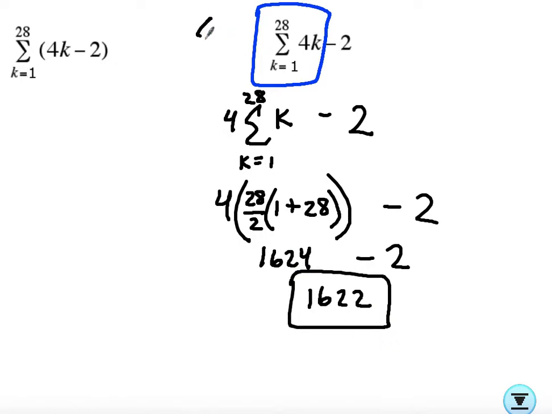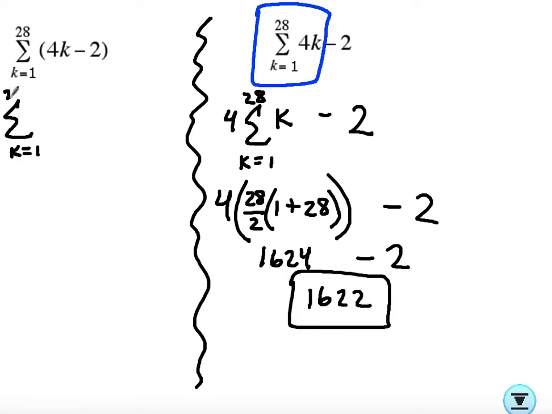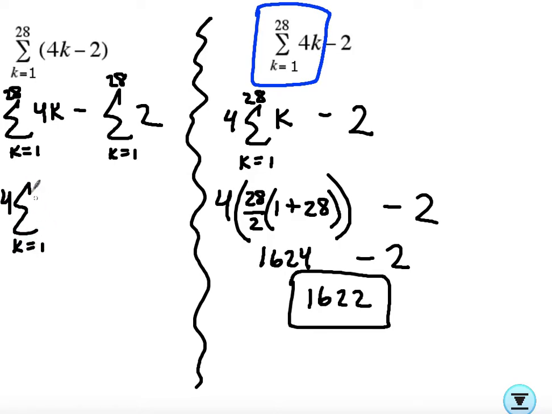Now, that would be different than if I had parentheses. So if I have parentheses, I would be allowed to break up this summation into 2 separate summations. So I could do the sum from 1 to 28 of 4k minus the sum from 1 to 28 of 2. And again, I've got a constant, so I could put that constant out in front and just do the summation of k.